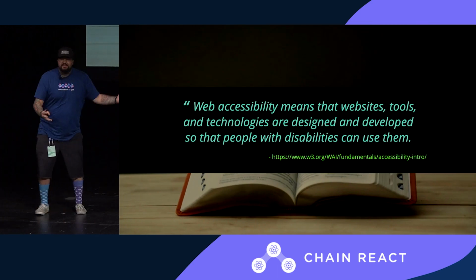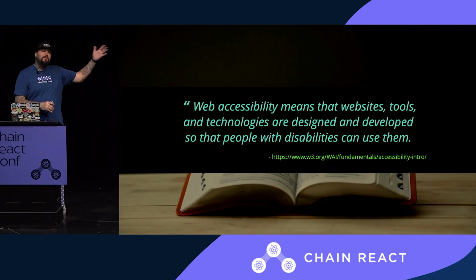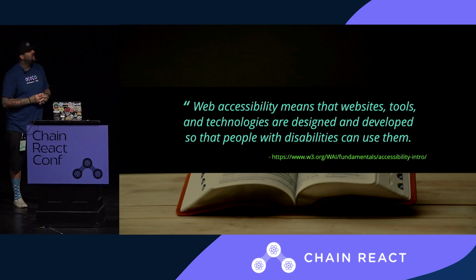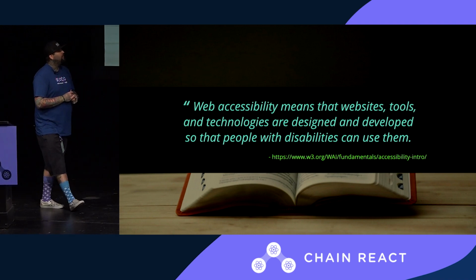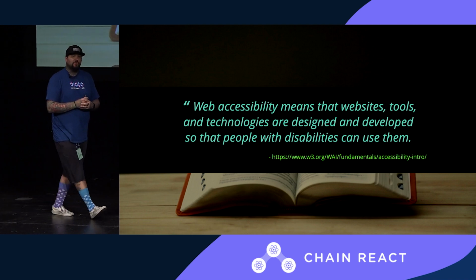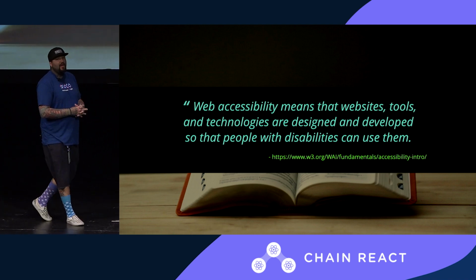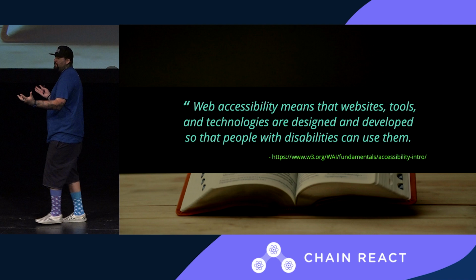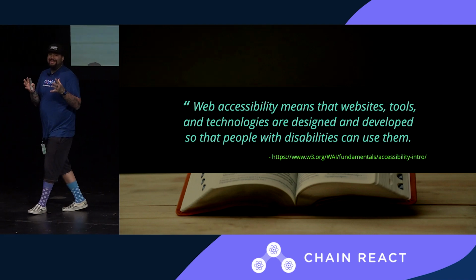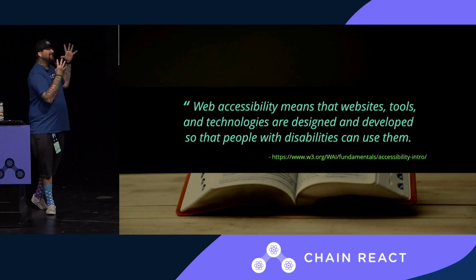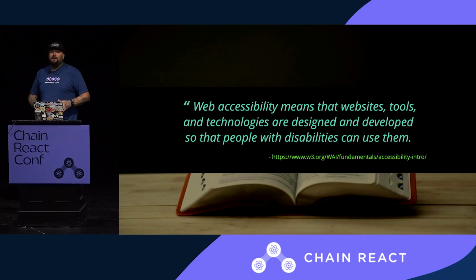So what is web accessibility? What does that mean, right? Well, this is what the W3C says. Web accessibility means that websites, tools, and technologies are designed and developed so that people with disabilities can use them. That's great. The W3C used to say, "so it could be a web for people with disabilities." Well, that's a BS statement. I'm sorry if you work at the W3C. I'm glad they changed it. This makes a lot more sense, right?